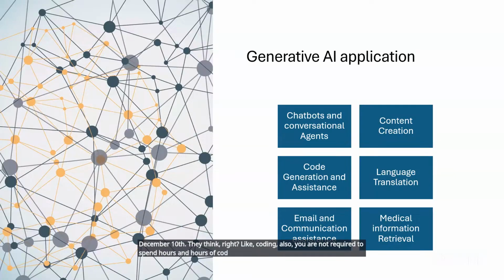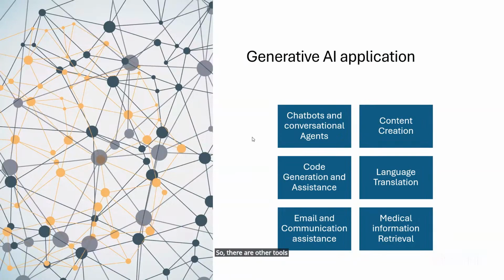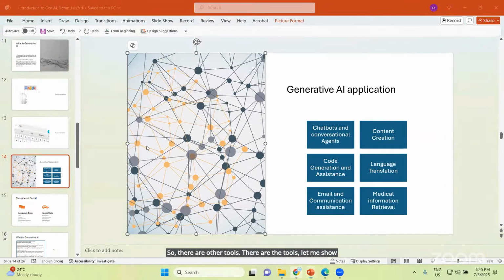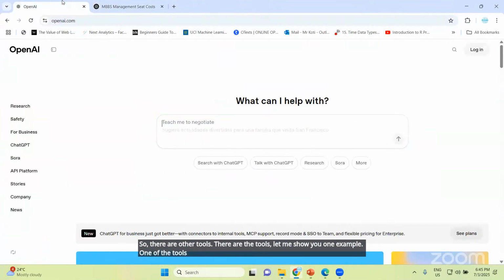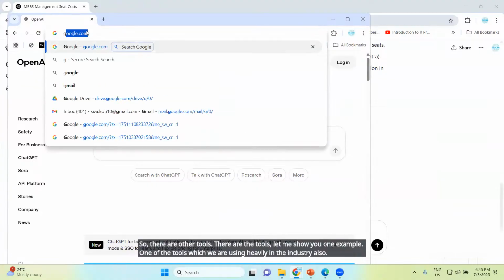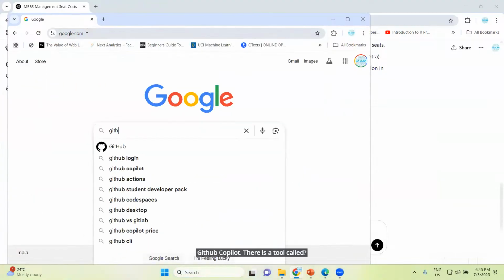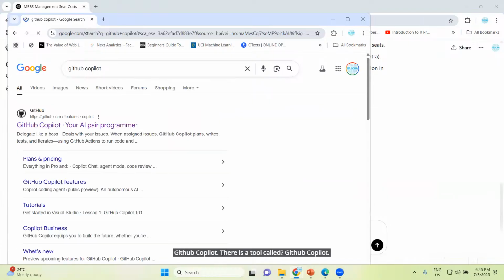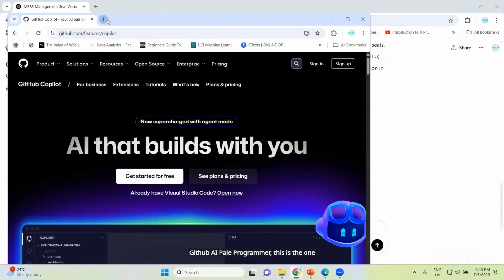Nothing is required. There are tools. Let me show you one example. One of the tools which we are using heavily in the industry is GitHub Copilot. There is a tool called GitHub Copilot, the GitHub AI pair programmer. This is the one we are using, the pair programmer.